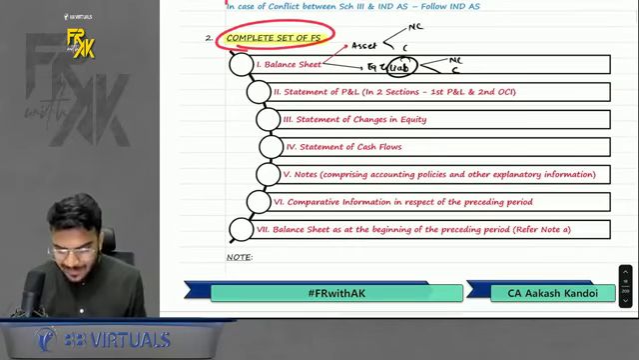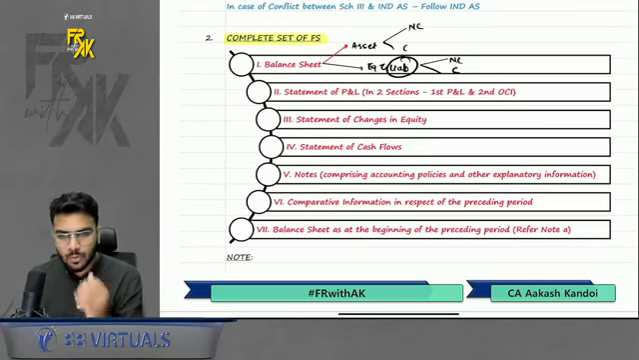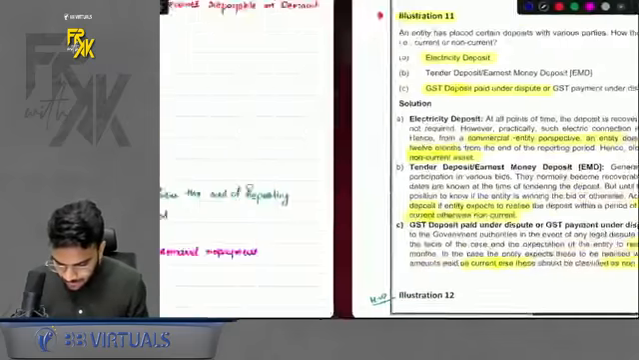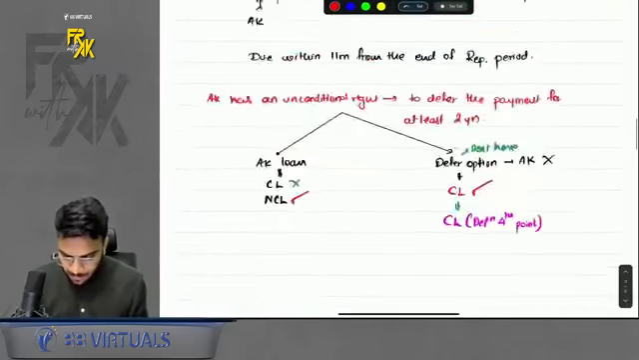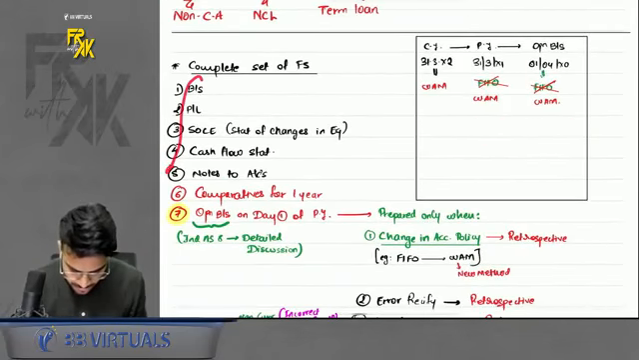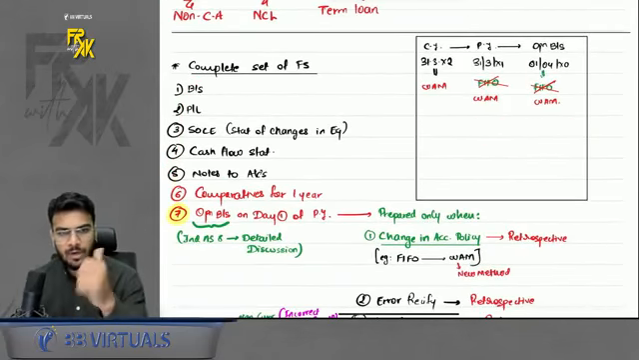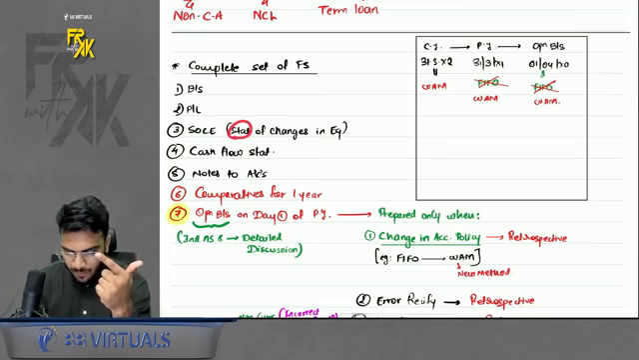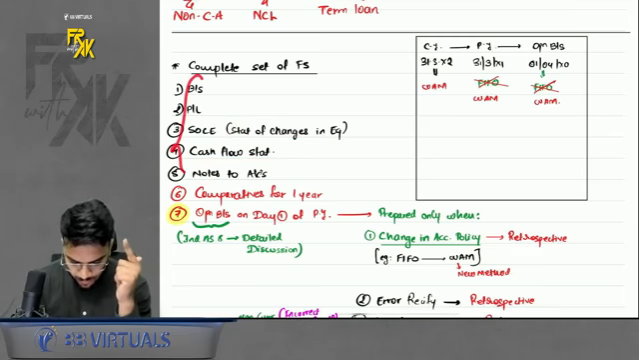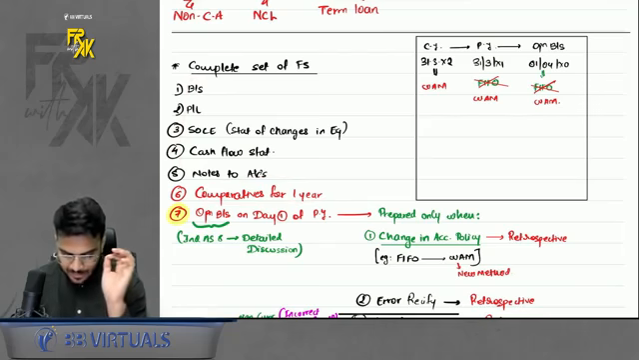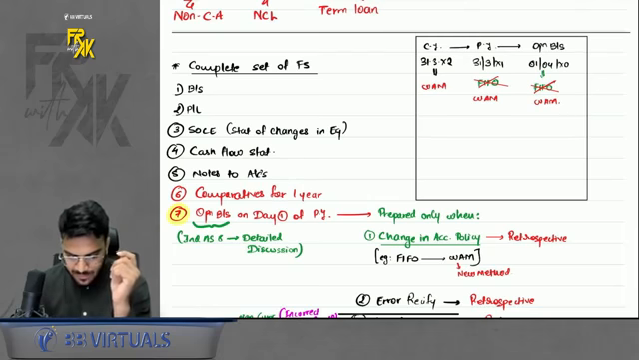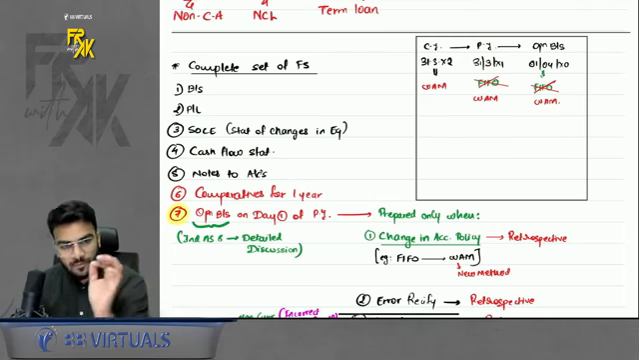Then the second point is the complete set of FS. When I say that I want to prepare a complete set of financial statements, what all comes in it? There are total 7 items. Out of the 7 elements, the first 6 are compulsory to be prepared every year. What are those? Balance sheet, profit and loss, statement of changes in equity, cash flow statement, notes to accounts, and of all these 5, you have to give 1 year comparatives. So these 6 are compulsory. Now the 7th, we prepare only in certain cases. What is the 7th point? Opening balance sheet on day 1 of the previous year.